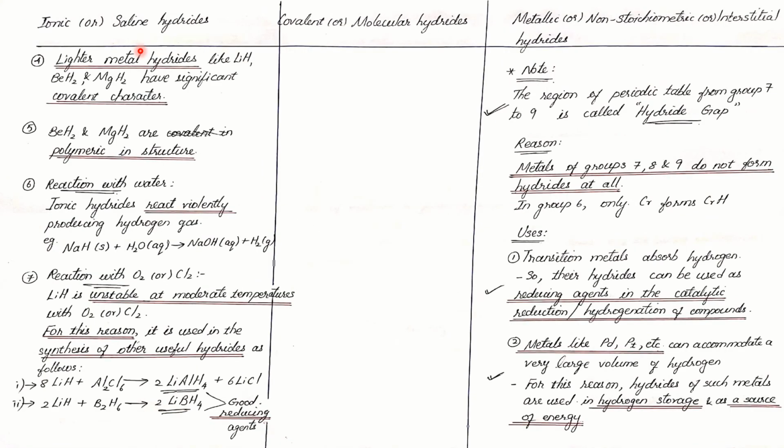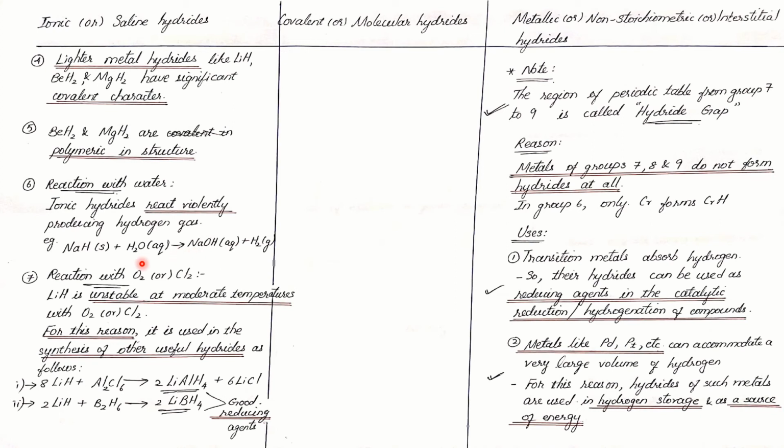Ionic hydrides exhibit some more properties. Lighter metal hydrides like lithium hydride, beryllium hydride, and magnesium hydride are ionic, but they have significant covalent character. Beryllium hydride and magnesium hydride are polymeric in their structure. Now, how do ionic hydrides react with water? Here I have shown the example of sodium hydride. Sodium hydride reacts with water violently, producing hydrogen gas and sodium hydroxide solution.